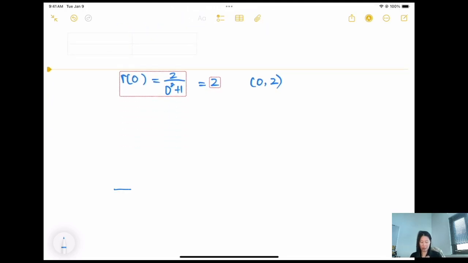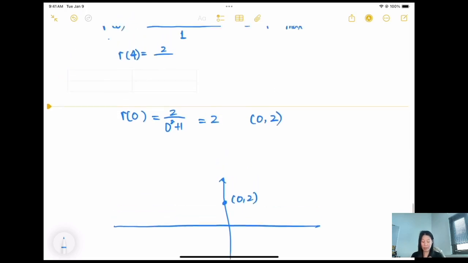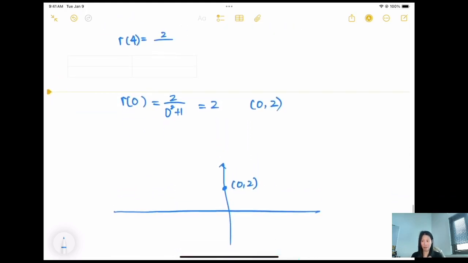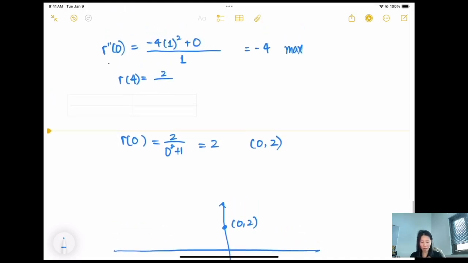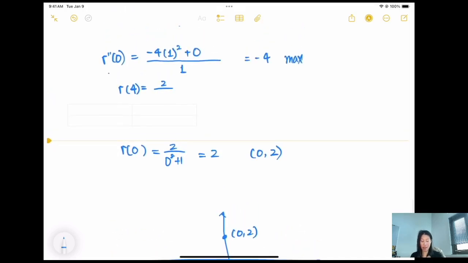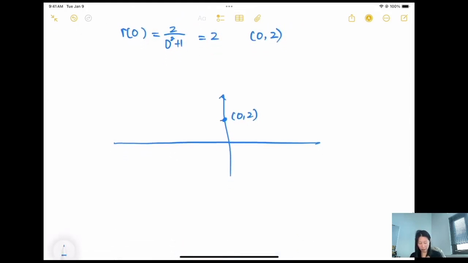So here is the graph. 0 and 2. Since this is going to be concave down, because it's negative, we're looking at a concave down. So your graph should look like this way.